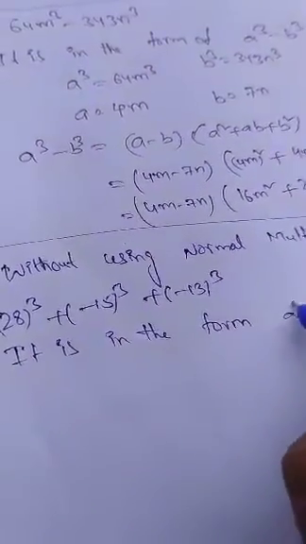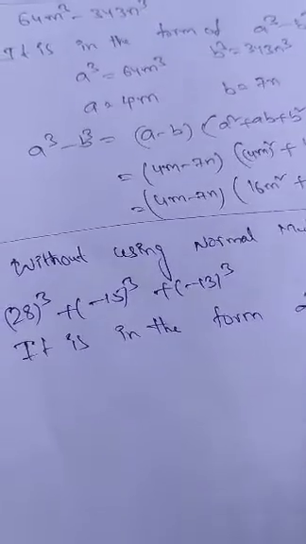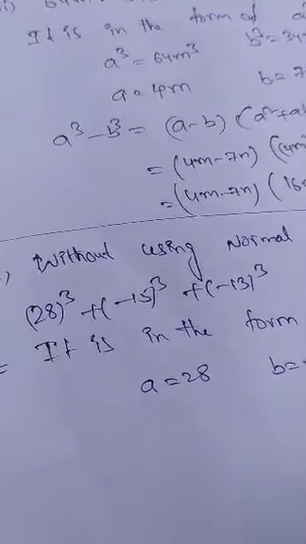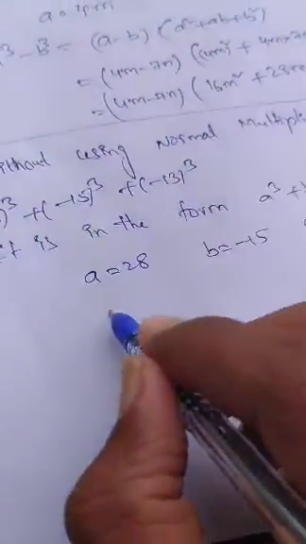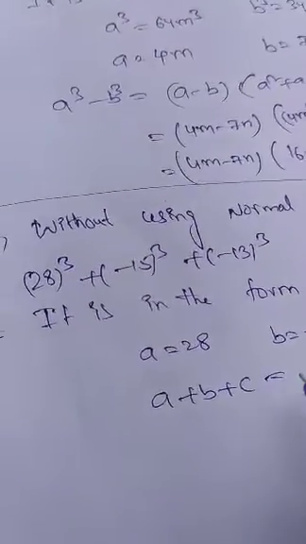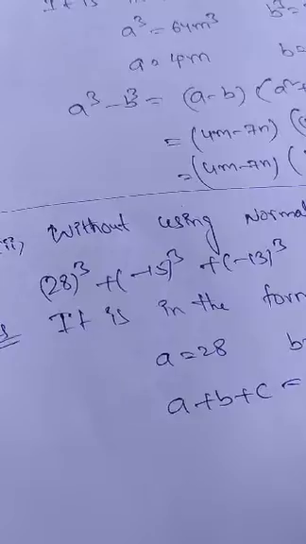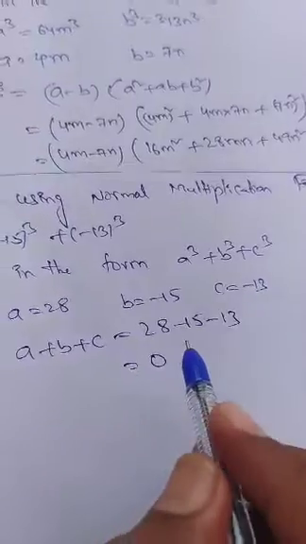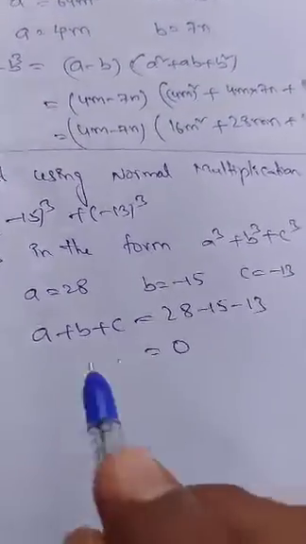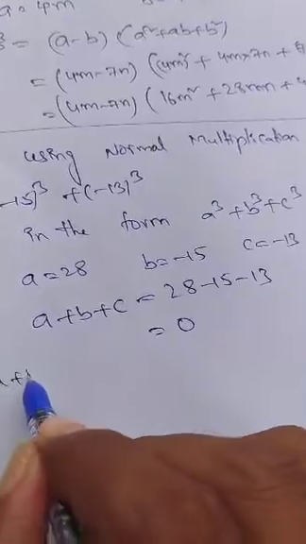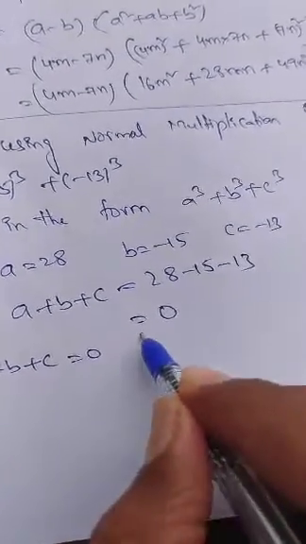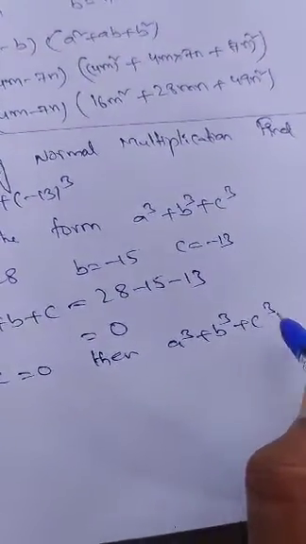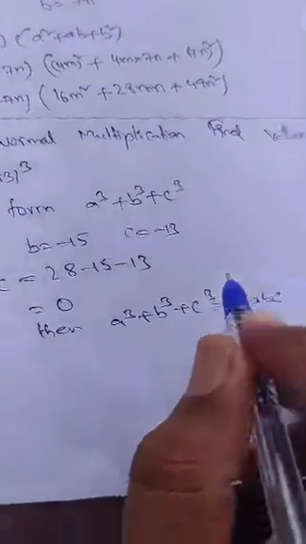We can clearly say that it is in the form of a cube plus b cube plus c cube, where a is 28, b is minus 15, c is minus 13. If I add a plus b plus c, that is 28 minus 15 minus 13, the answer is 0. So we have an identity that if a plus b plus c is equal to 0, then a cube plus b cube plus c cube is equal to 3abc. That is the value.